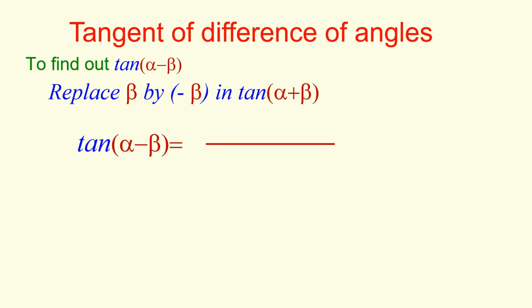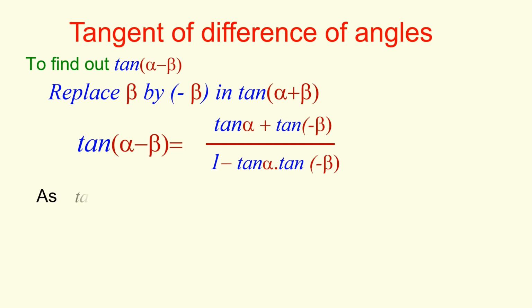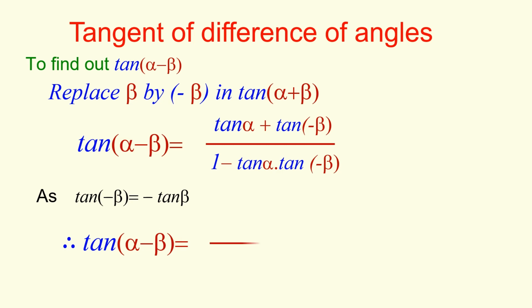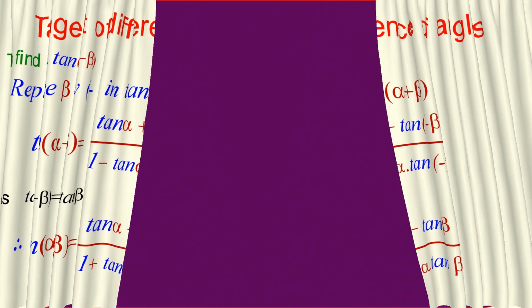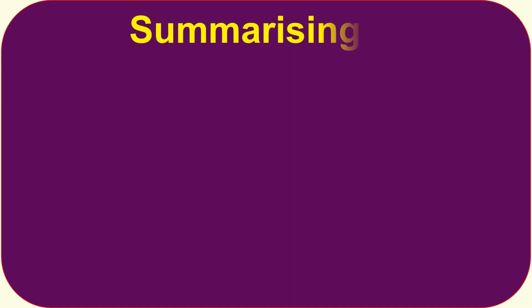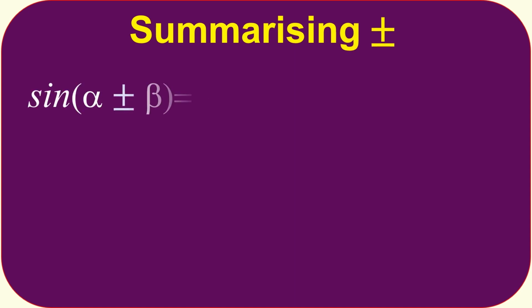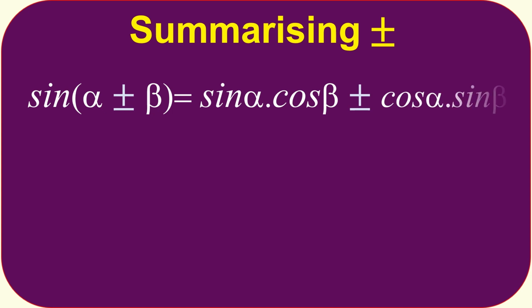Tangent, or tan, of difference of angles. To get tan alpha minus beta, replace beta by minus beta in tan alpha plus beta, as we know that tan minus beta equals minus tan beta. Therefore, tan alpha minus beta equals tan alpha minus tan beta divided by 1 plus tan alpha into tan beta. Summarizing and putting both plus minus angle formulas together for sine, cosine, and tangent.